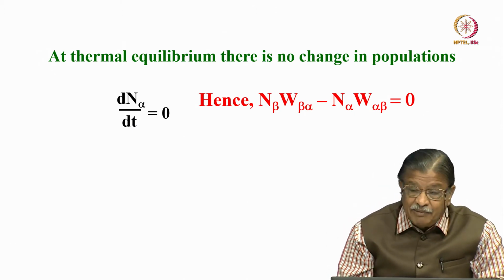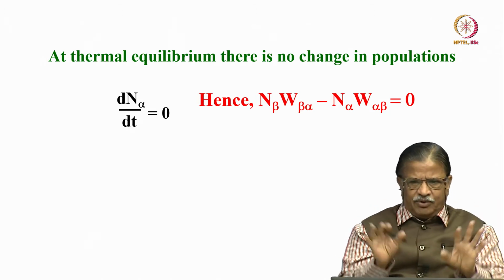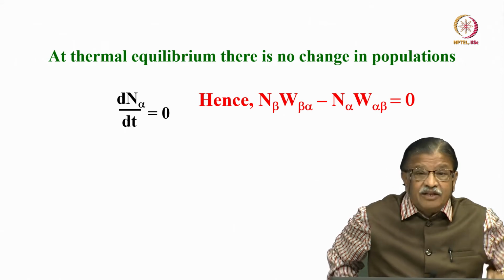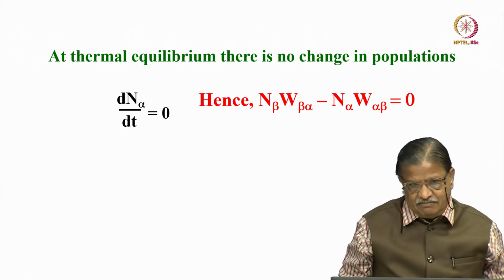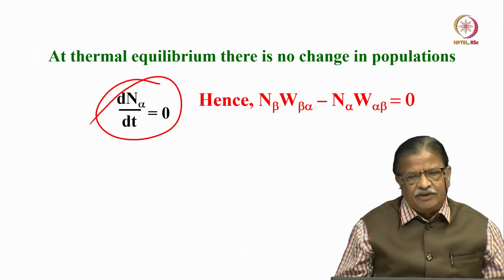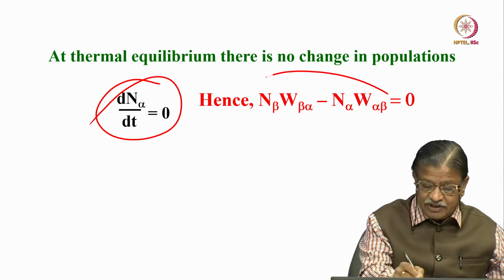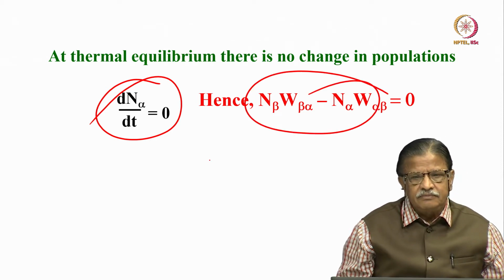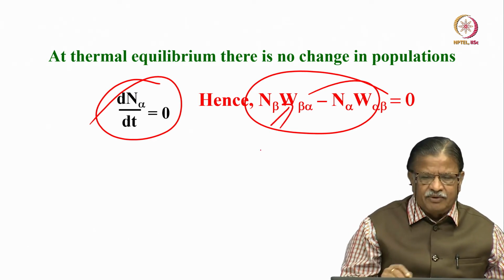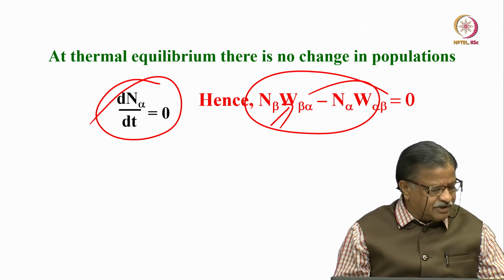Now when you are at thermal equilibrium, I told you, after some time, put the sample in a magnetic field, keep quiet, don't do anything. There is a thermal equilibrium, meaning there is no change in the populations. That means dn alpha by dt should be equal to 0. With time there is no change. So in my condition I have to put this as 0. Correct? This is the rate of change of population taking the probability into account. That is what I worked out. Simple equations I wrote, phenomenological equations.